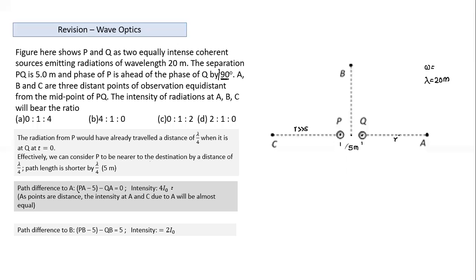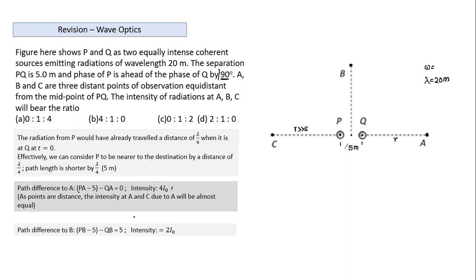Similarly, let's do it for the second point B. Again, intensity will depend on the path difference. So PB minus QB. When I write the path length from P to B, it is the actual path length minus 5 because of this factor, since we are assuming the distance to be shorter by lambda by 4 from the destination, minus QB. So this comes equal to 5 meter. Basically, we are interested in the magnitude of the path difference, which is 5 meter.